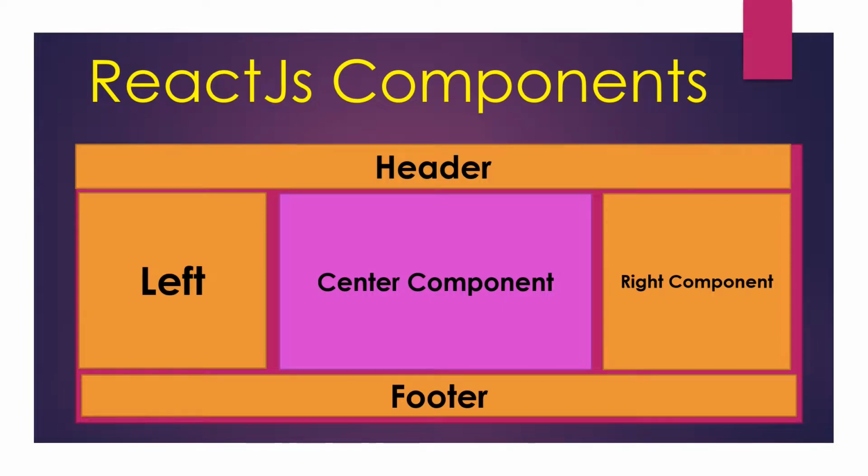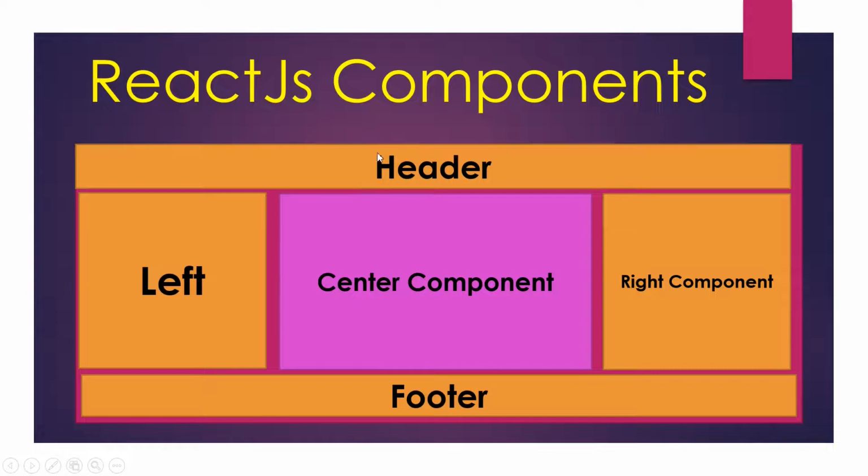Okay, so let's see this example. Suppose we have a website where we have a header, left, center component, right component, and footer. This is the general structure of any website. In respect of components, we will create different components like header component, left component, footer component, center component, and right component. After merging and compiling, the whole website will be shown as a single entity. So these are the structures.